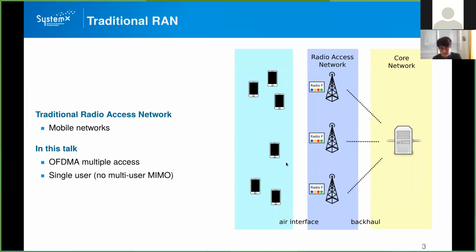So let's start with the concept of CRAN. In a traditional mobile network, the radio access is how it is depicted in the picture. You have devices that connect to base stations, and the base stations connect to the core network through the backhaul. Usually in a traditional setting, the base stations perform radio functions and baseband processing all at the site.